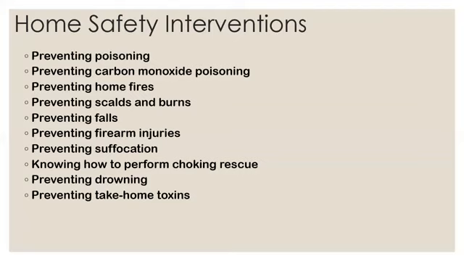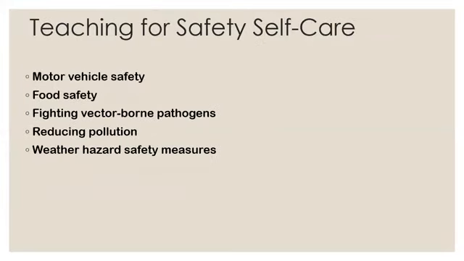The following specific interventions can address particular hazards in home care. So all of these, if these are home nursing diagnoses, would work as interventions that would work towards getting a patient back home and addressing the safety concerns that they may have there. So preventing poisoning all the way down to preventing take-home toxins, preventing drowning, all of that. Teaching safety self-care. So this is on page 687.